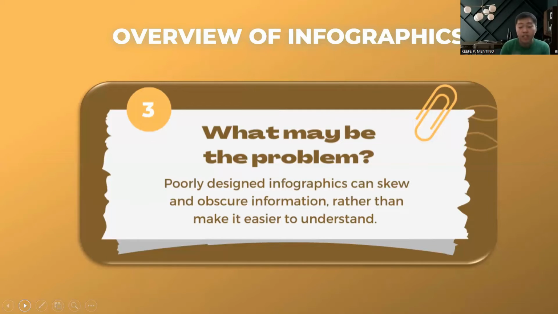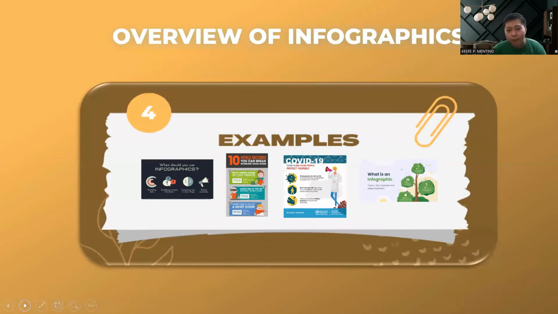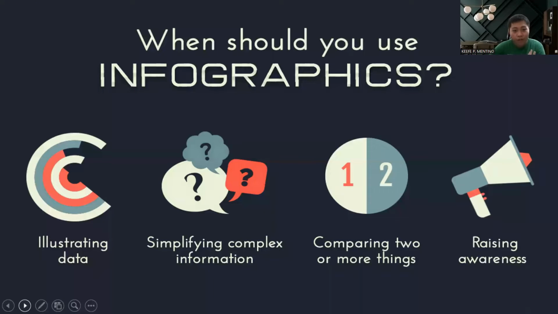We have to make sure that the information is accurate, reliable, and easy to understand, because that is the goal of an infographic. Now, we have here different examples of an infographic. We have here, when should you use infographics? As we see in this example, it's very simple. It does not obscure information. Diba? There's just 4 pieces of information there on when you should use infographics. It's not that confusing, right?